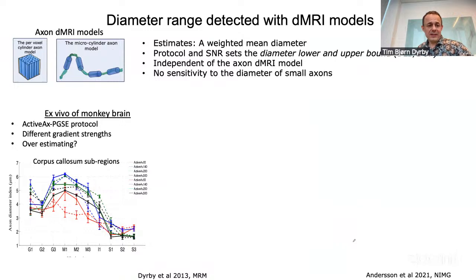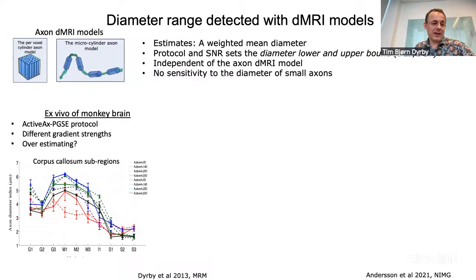So one thing is here that we do see this variation. We have these two models here. This model with the microcylinders allows you to measure the axon diameters in the whole brain because it's independent of the organization of the microstructural environment. But this one, you can only do in regions where you have straight fibers.